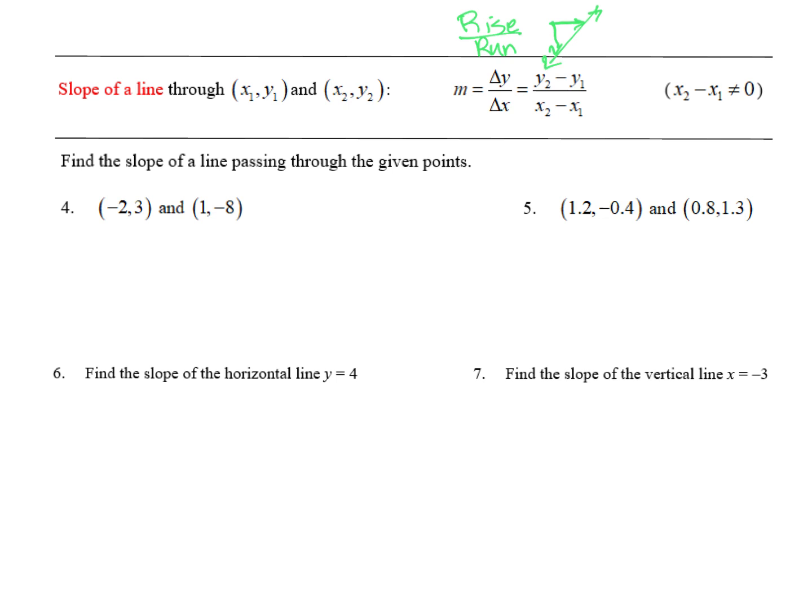So how do we find the slope of a line? Well, we just find the difference in the y values divided by the difference in the x values, as long as the difference in the x values is not 0.